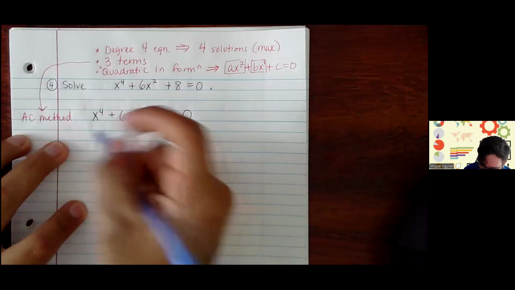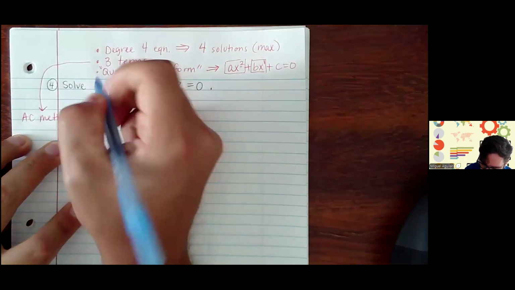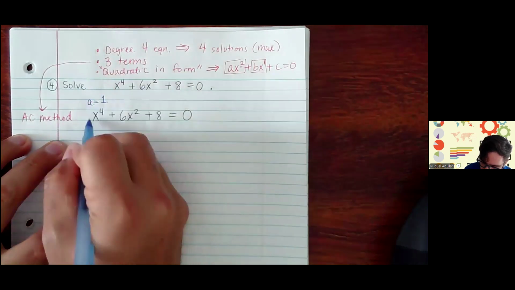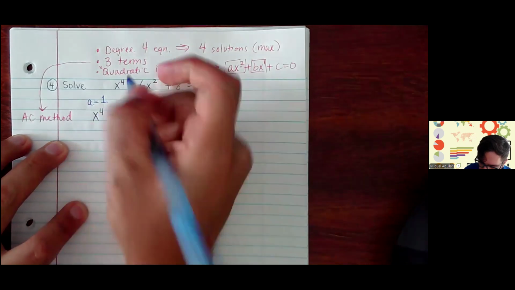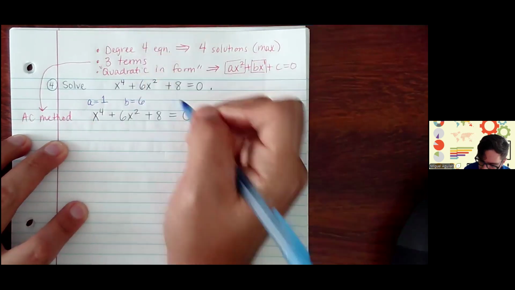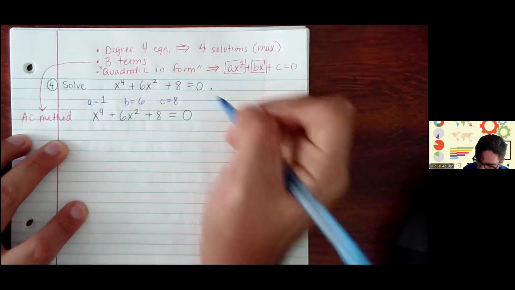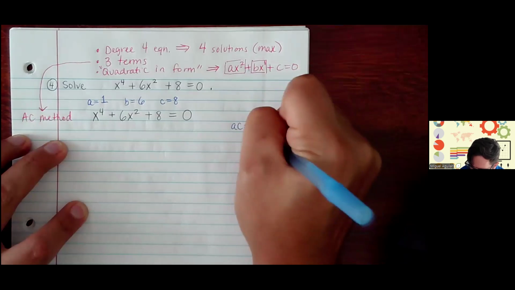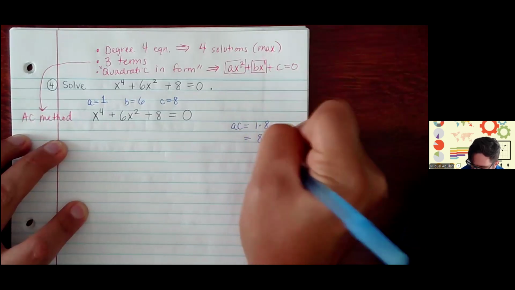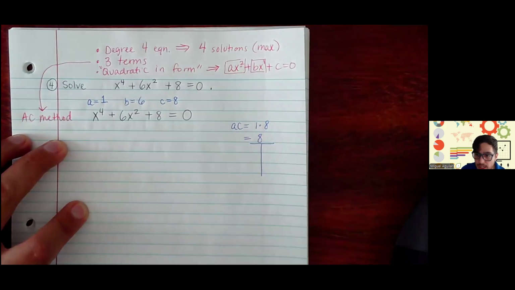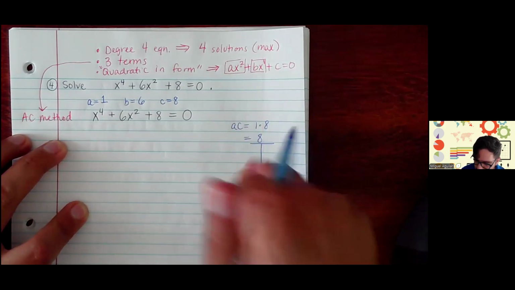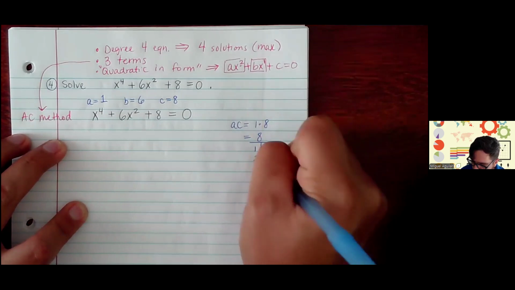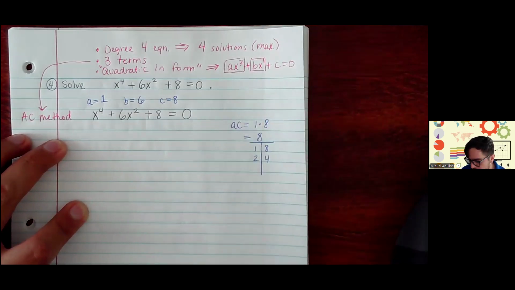Okay? So first we might label our coefficients. For the first term, the coefficient a is 1 because there's an understood 1 in front of the x to the fourth power. Our coefficient b is going to be 6, and our constant c is 8. So to start the AC method, we're going to do a times c, which is 1 times 8, and we know that that's equal to 8. We'll drop right into a factor t-chart, not a prime factor tree, always do that. We need all the factor pairs that multiply and make 8, like 1 and 8, 2 and 4, 3 doesn't work, and then we're back at 4.